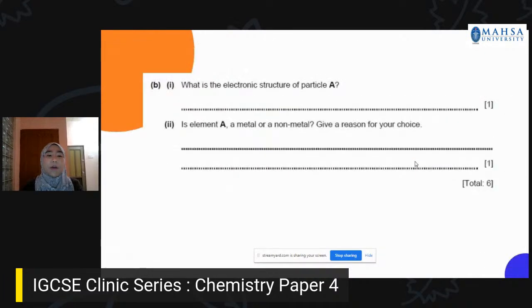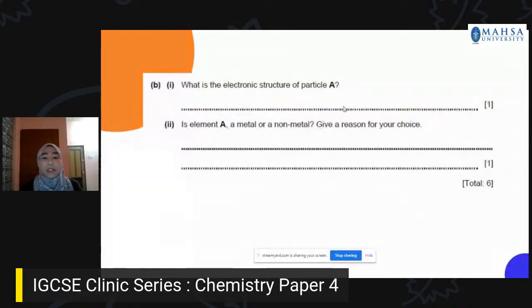So how are you going to write the electronic structure of particle A? They don't ask you to draw, they only want you to write the electronic structure, or what we call the electron arrangement. So the electronic structure or electron arrangement will be 2, 8, 5. Oh, sorry, 2, 8, 5, or you can write 2.8.5, but you need to have a comma or a dot in between. If you don't have a comma or a dot in between, it will be considered a wrong answer.